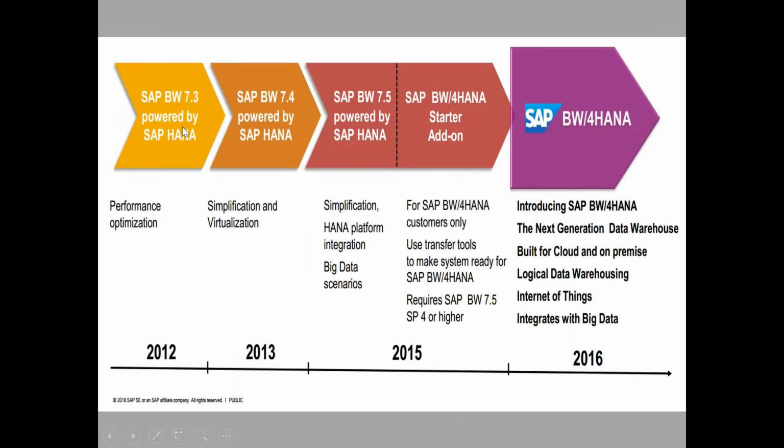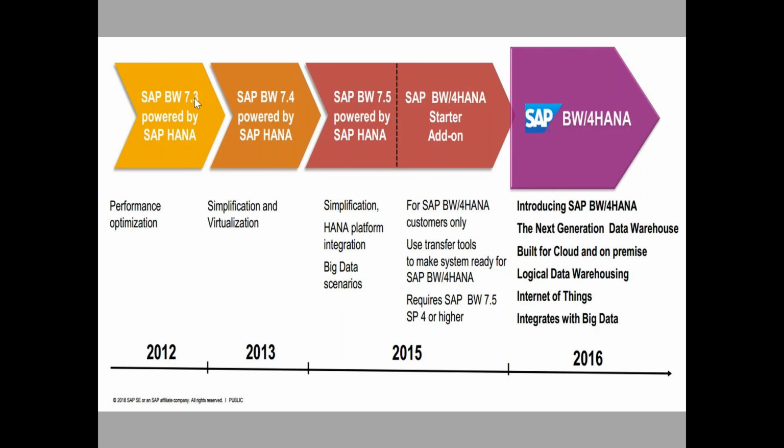The moment we start using HANA as a database, we were calling it SAP BW 7.3 powered by HANA or SAP BW 7.3 on HANA. The names are interchangeable, but one and the same. Okay, but once we start using HANA, SAP 7.3.